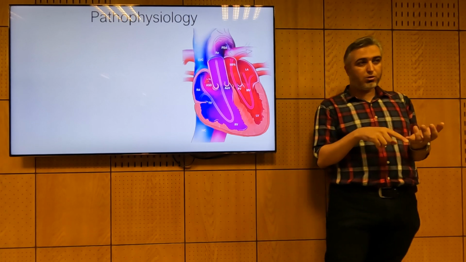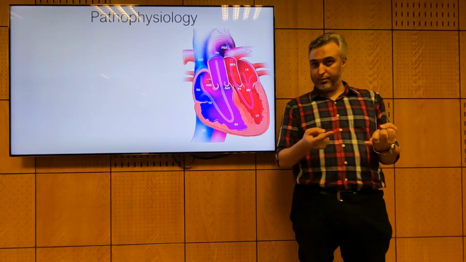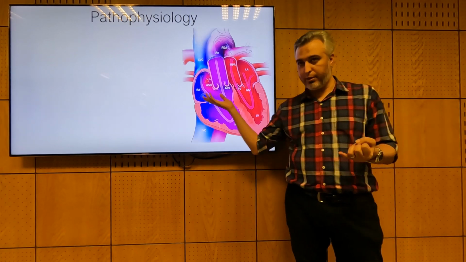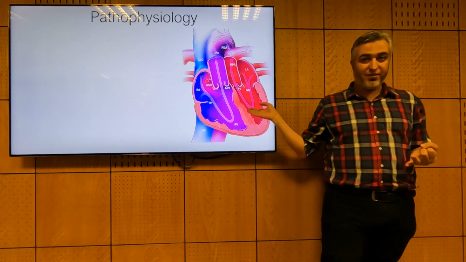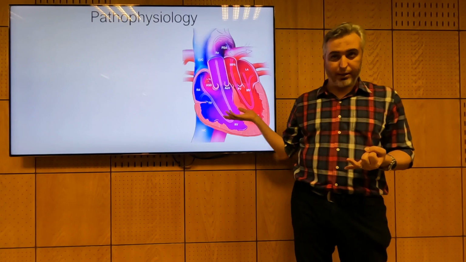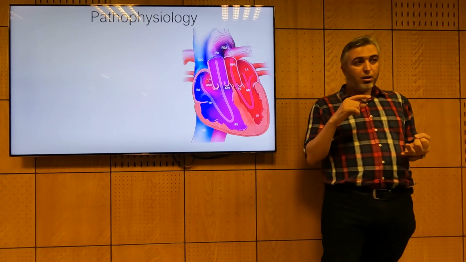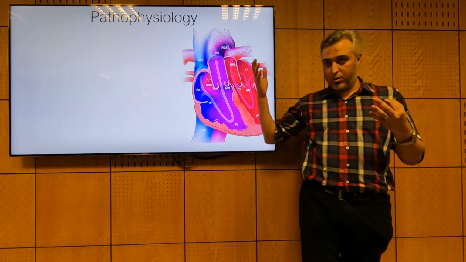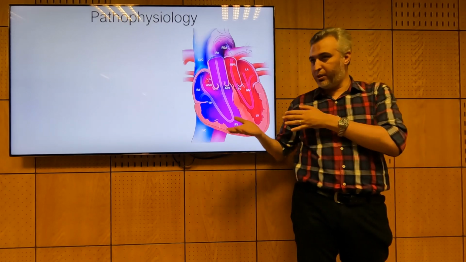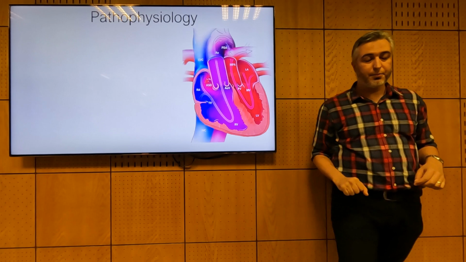So one level is to mix across the atria, a PFO or an ASD. The other level is mixing across ventricles if the patient gets a VSD. The third level is communication between great arteries, so aorta and pulmonary, like PDA or other things.